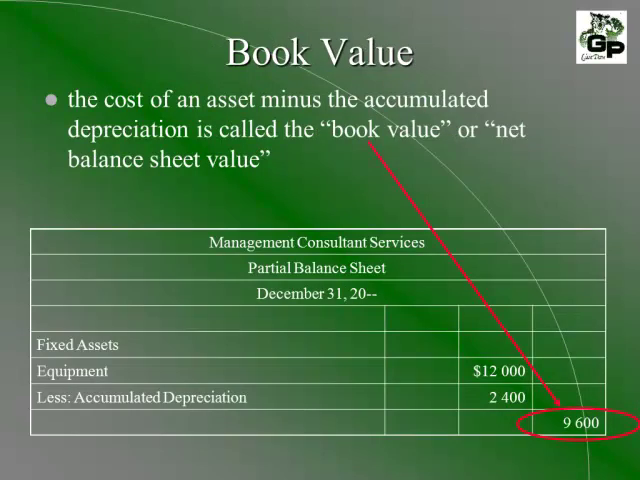Let's talk about book value. The cost of an asset minus the accumulated depreciation is called the book value or net balance sheet value. It is the difference between the original price of the equipment in this example less the accumulated depreciation over time. In this example that you see on the screen, $12,000 minus $2,400 gives us $9,600 book value.